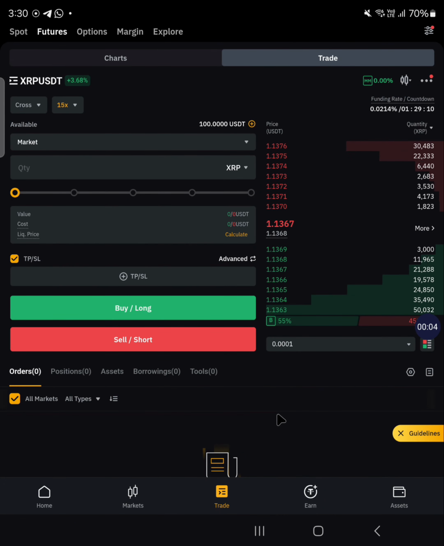Now to continue in this crash course, I'm going to show you how to understand leverage, how to take trades using the different types of order, or the market entry types we have on Bybit. So let me show you that quickly.